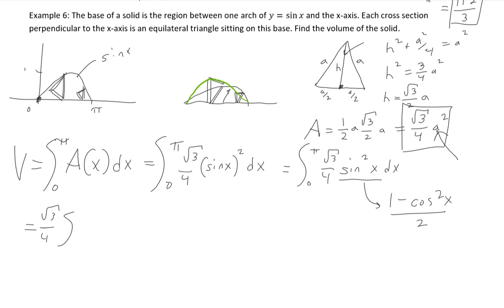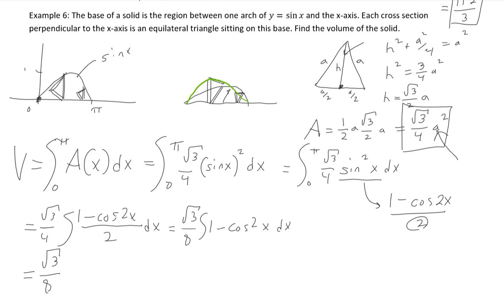This is 2x, not square root of x, or squared x, 2x. I can solve for that. If I have that extra 2, I can actually pull it out. Say 1 minus cosine of 2x over 2 dx. And that's solvable, because this would be root 3 over 8 times the integral of 1 minus cosine of 2x dx. That I can solve.